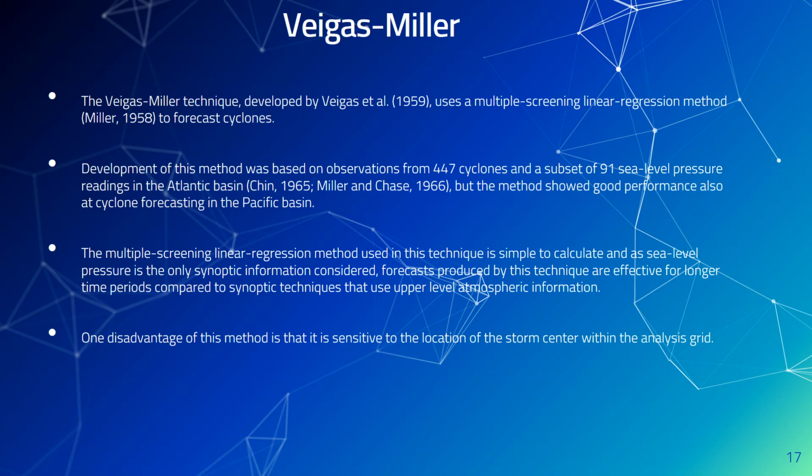in the Atlantic basin. The multiple screening linear regression method used in this technique is simple to calculate, and as sea level pressure is the only synoptic information considered, forecasts produced by this technique are effective for a longer time period compared to the synoptic techniques that use upper level atmospheric information. One disadvantage of this method is that it is sensitive to the location of the storm center within the analysis grid.